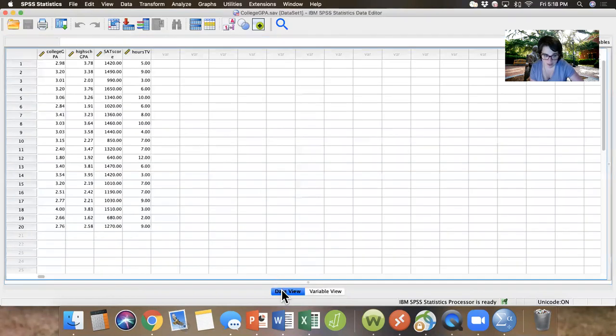Okay, and then in data view, we see our actual data for each of those variables, and we see that our sample size is 20 because we have 20 observations here. Okay, all right, so we are ready to conduct our one sample t-test.